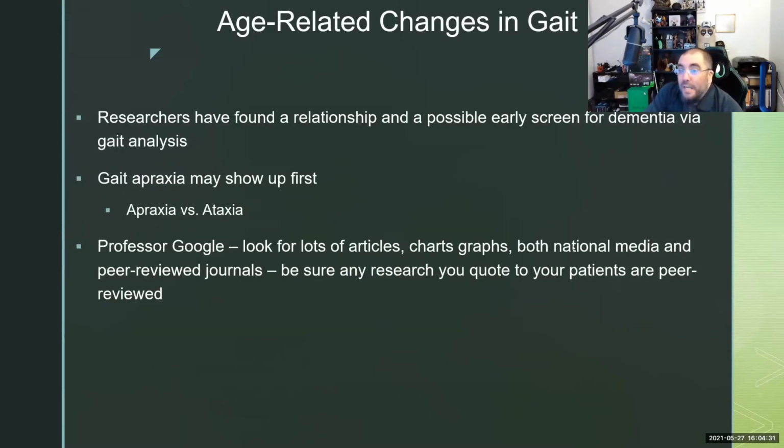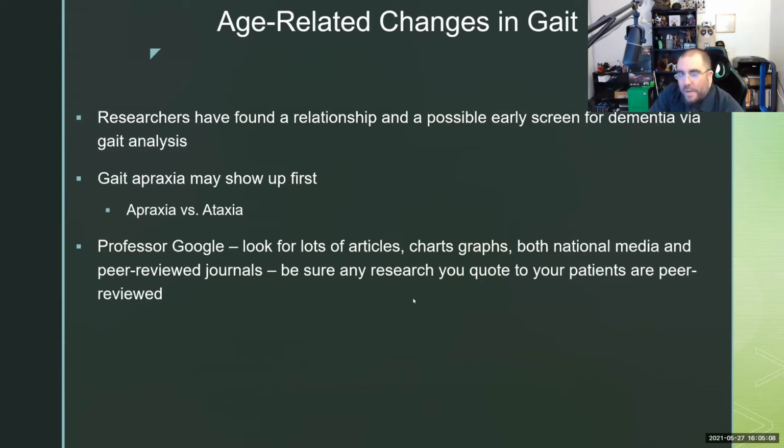So researchers found a relationship and a possible early screen for dementia looking at gait analysis. They have found that people that have poor gait are more likely to develop dementia. Does that sound interesting to anyone else? I mean, that's really interesting to me, that there's a link between brain health and walking. Like, that blows my mind. Gait apraxia may show up first, and we're going to talk about apraxia versus ataxia in a slide forward, so don't totally freak out if you don't recognize those words yet.